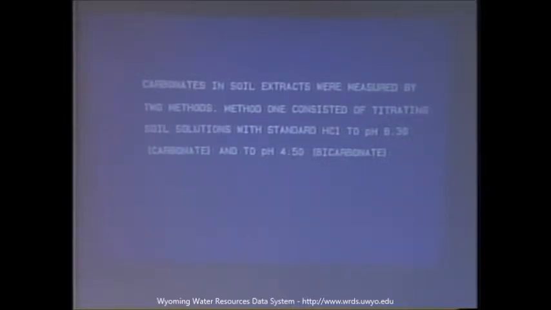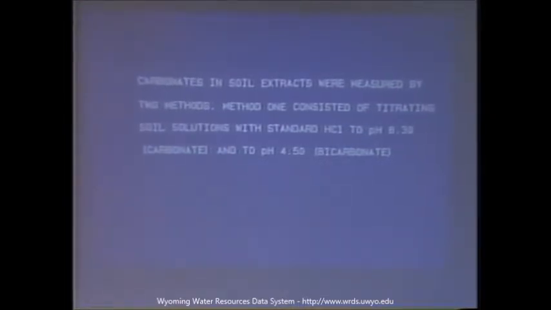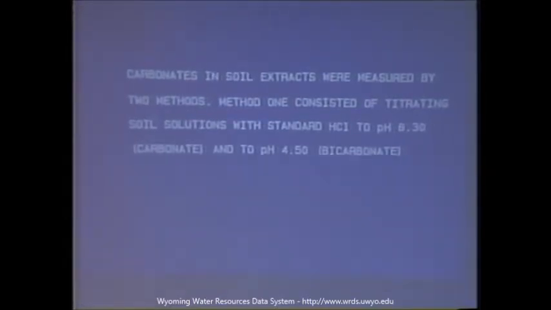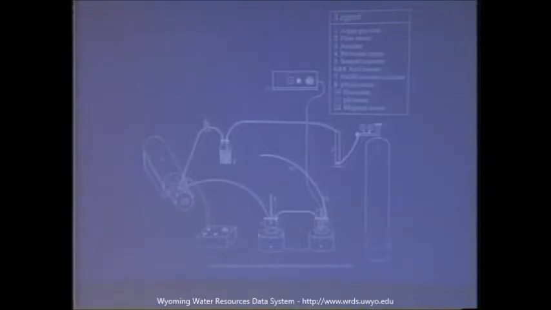Okay, the next one is carbonates. Carbonates in soil extracts were measured by two methods. One is the direct titration method, in which you titrate soil solutions to two different endpoints and then take total alkalinity. Okay, that's mentioned here. The second method is shown here. By the way, this is called the CO2 gas release method, okay?